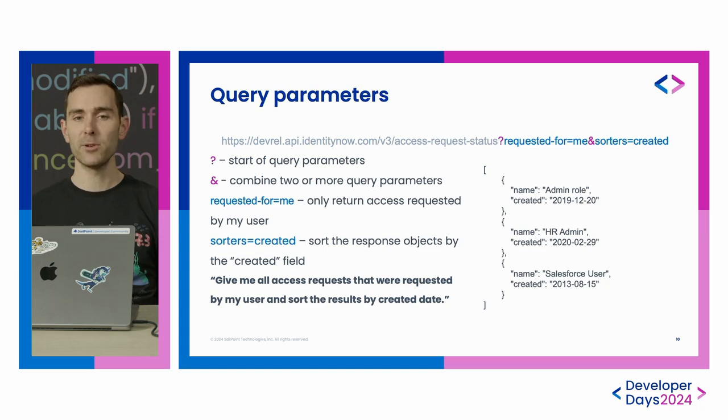And then there's an ampersand there. Ampersands are used to combine two or more query parameters. So the next query parameter is, not only do I want to see requests for me, I also want them to be sorted by the created date. And again, you can have almost as many of these query parameters as you want in an individual request. It's just up to how you want to return that data.